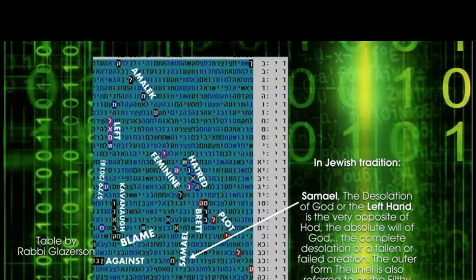This is another one. In Jewish tradition, the word Samael, which is in this, is the desolation of God, or the left hand. So this is kind of a problem that the left has, always going against things. In this table is the word Kavanaugh and blame, hatred, and a feminine plot, which we pretty much discovered was the case. Most of the women that said that Kavanaugh abused them have recanted. It was a feminine plot to try to not get him into his position as Supreme Court Justice.